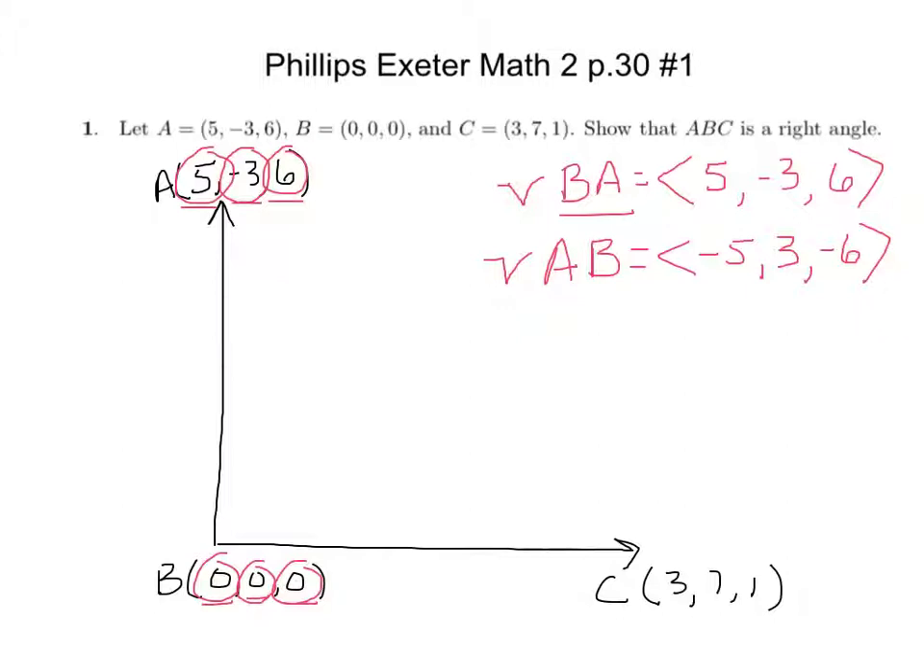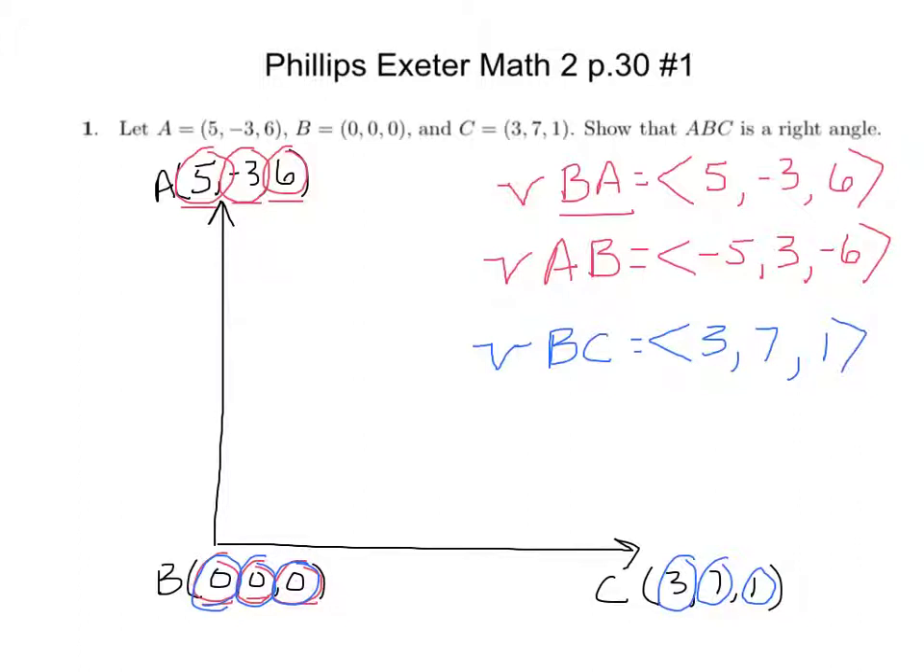Okay, so once you have that, now let's find the vector for BC. So vector BC, this one's the same as that BA. We're going from 0 to 3, x component 3, 0 to 7, y component 7, 0 to 1, z component 1.